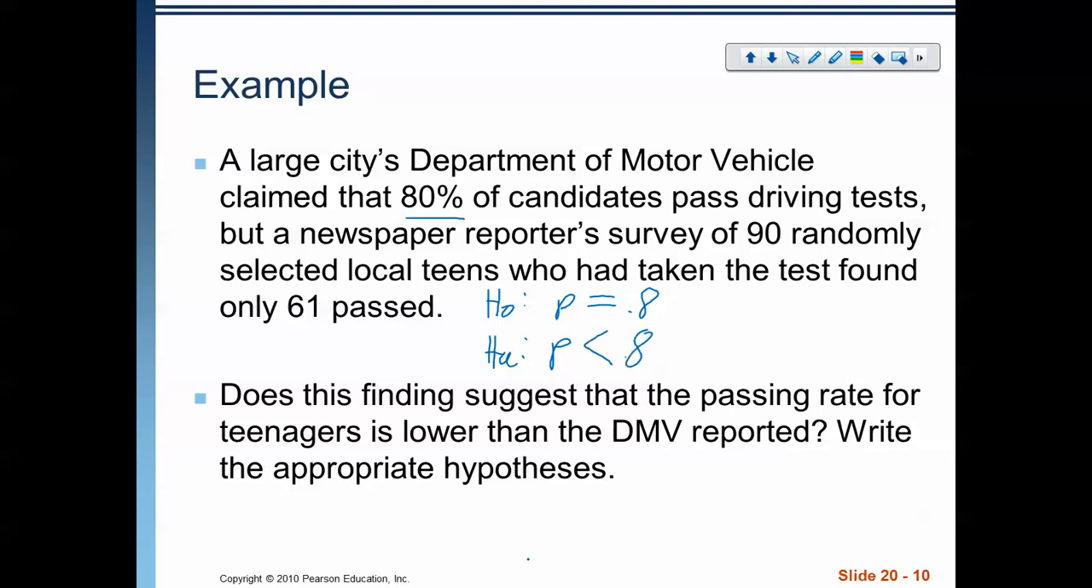So remember, we're making the assumption that the DMV is telling us the truth, that it's 80%. However, we are going to try and disprove that by providing evidence that the alternative hypothesis is more likely to be true. Okay, so there's my hypothesis. H sub 0, my null hypothesis, is P equals 0.8. My alternative hypothesis is that my proportion is actually less than 0.8. And I'm using less than instead of greater than because we're talking about only 61 out of 90 passing, which is a smaller number.